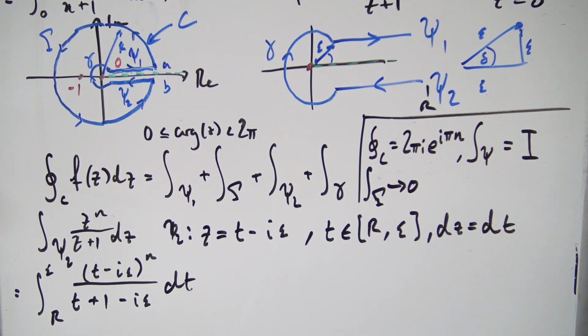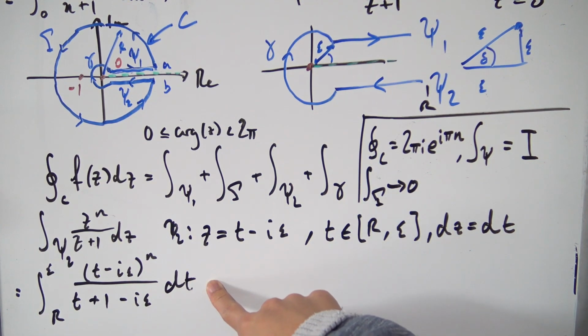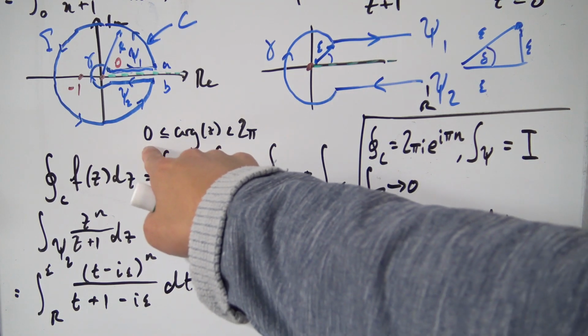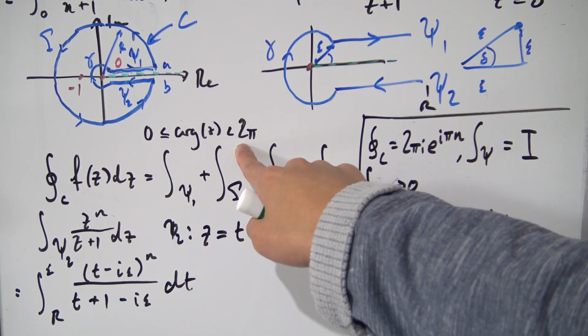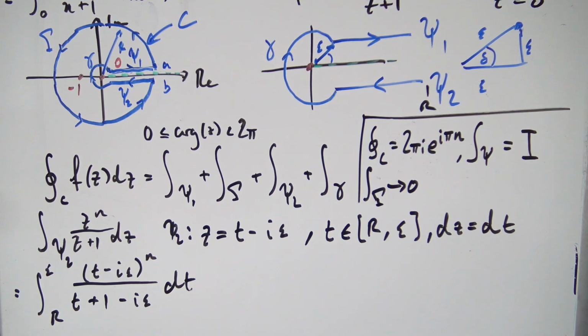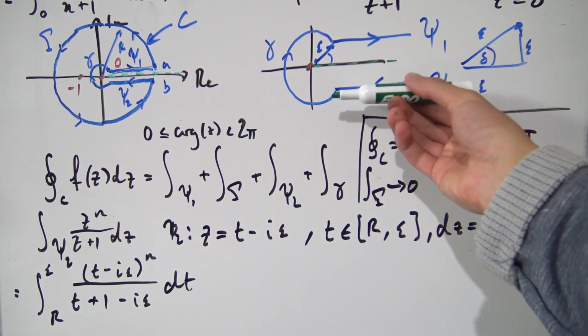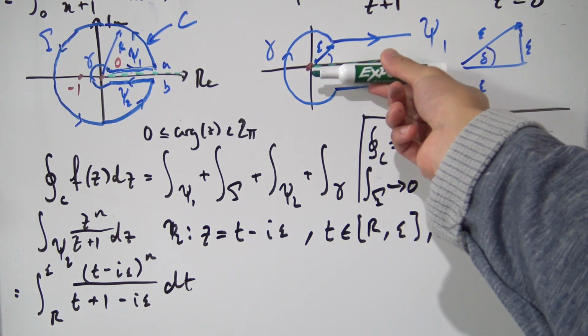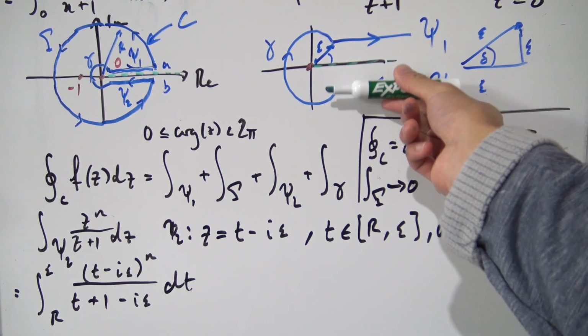But this isn't actually the case. We can't just take the limit like that, because as I said before, it's a bit technical. This all has to do with the argument right here. So the argument is between 0, including 0, to 2 pi, but not including 2 pi. And if you were to take the limit as epsilon goes to 0, what you're actually doing is, we have this path right here, and you're moving it closer to the real axis from below.